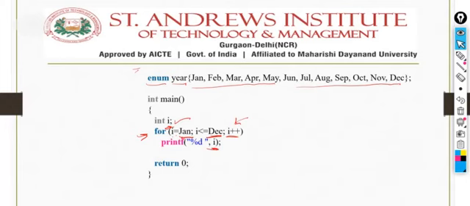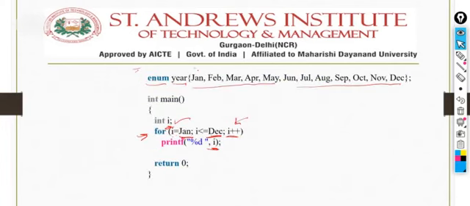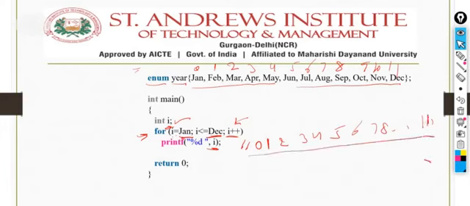So what will it print for Jan? By default it will be 0, so it will print 0. Then what should be there? 1, for Feb, as it increments the I value. Then 2, 3, 4, 5, 6, 7, 8, 9, 10, 11. It will print the values 0 to 11, with respect to January to December that we have assigned. So it's totally up to the user what you want to use or not.